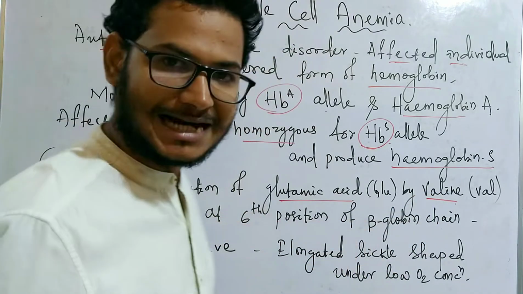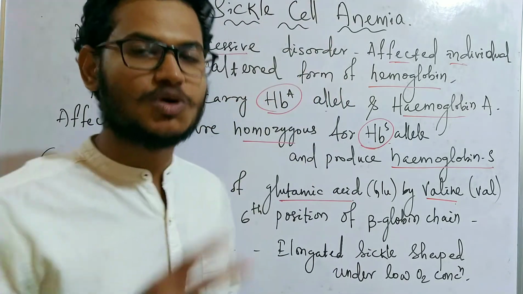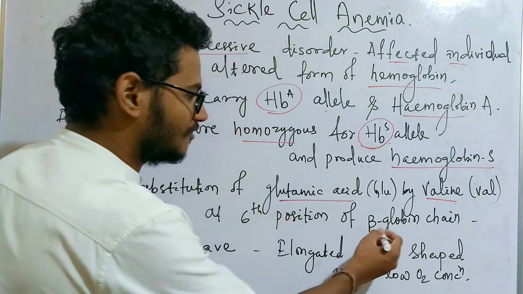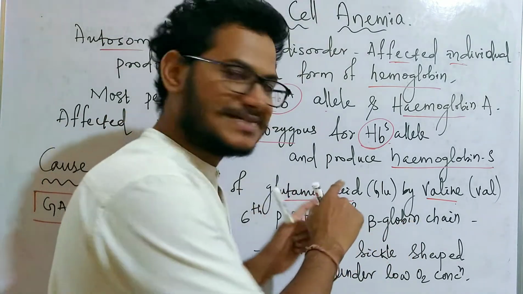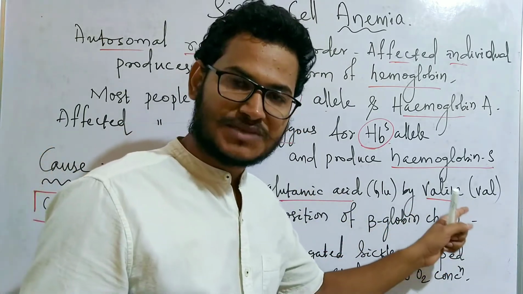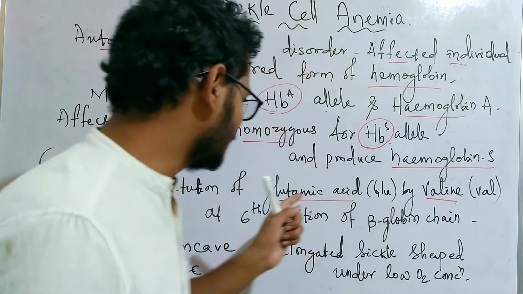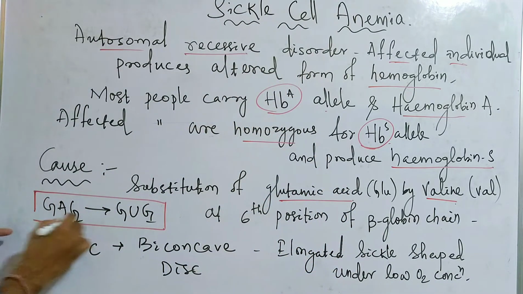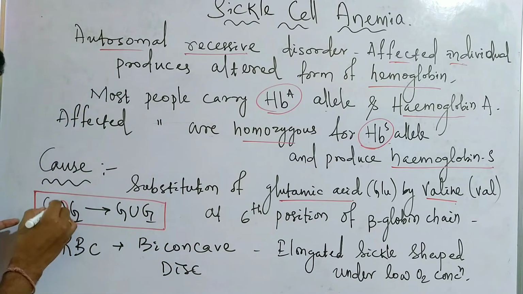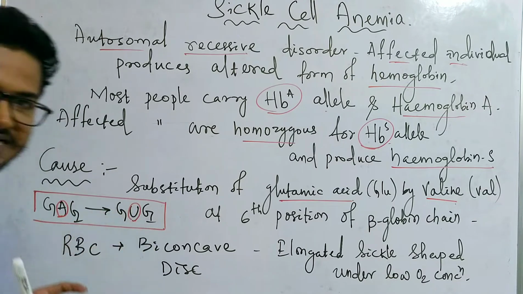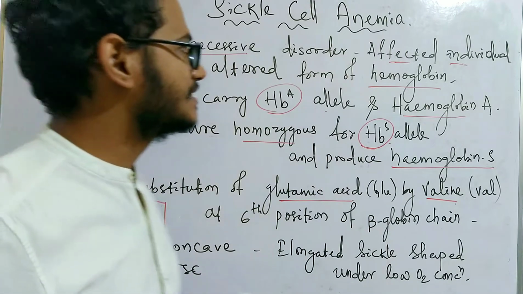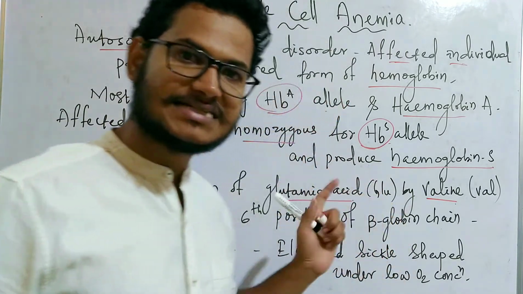This happens at the sixth position of the beta globin chain of hemoglobin. As we know, hemoglobin has two different chains, alpha and beta chain. In the sixth position of the beta globin chain, the amino acid glutamic acid is replaced by valine, because valine is present in place of glutamic acid. GAG represents glutamic acid, which is replaced by GUG, meaning the A is replaced by U. That is the reason why glutamic acid is replaced by valine, causing this disorder.